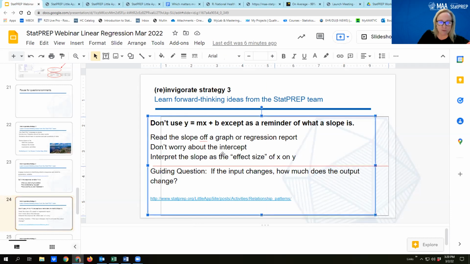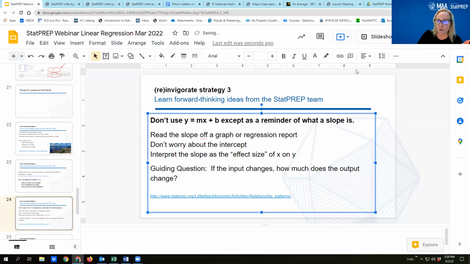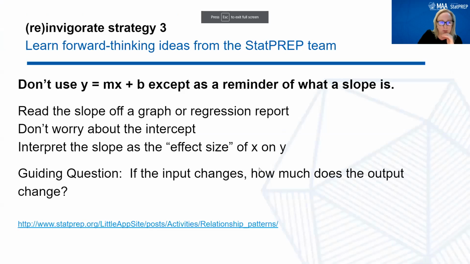And then, as I mentioned before, interpreting the slope as an effect size of x on y with the guiding question, if the input changes, how much does the output change? So don't use y equals mx plus b, except as a reminder of what slope is. And there is, I think I already showed you this one. There's some activities around that. And then I have one more.